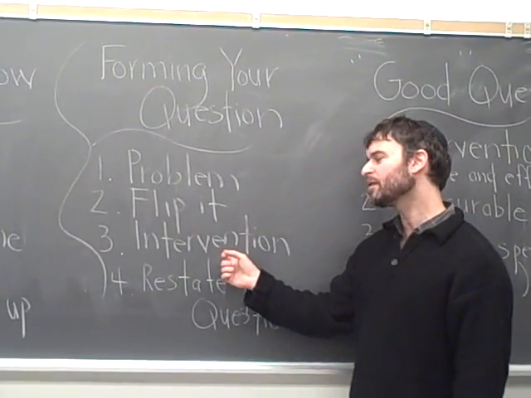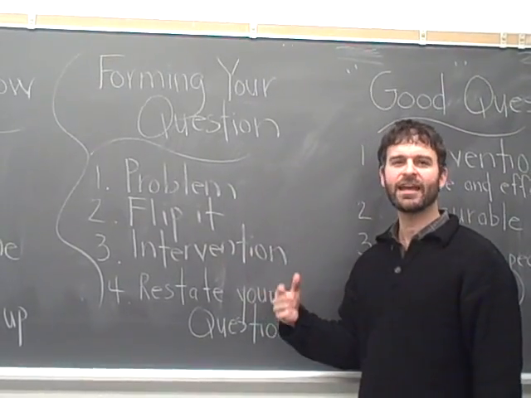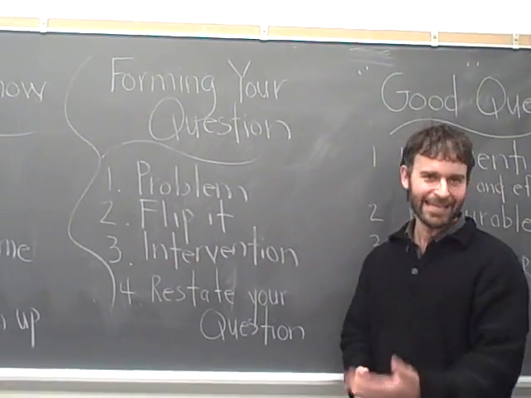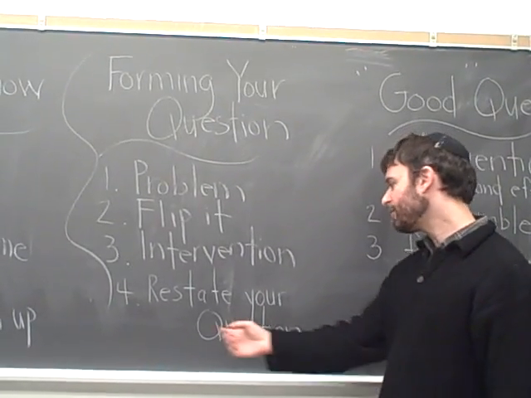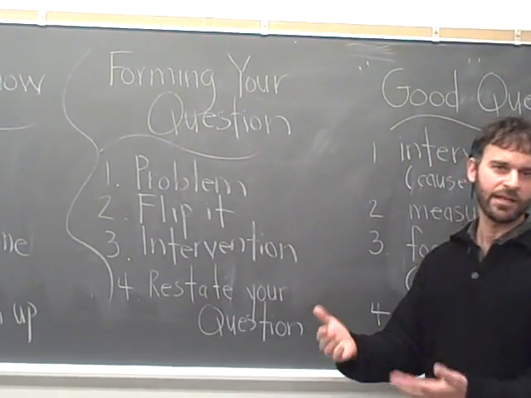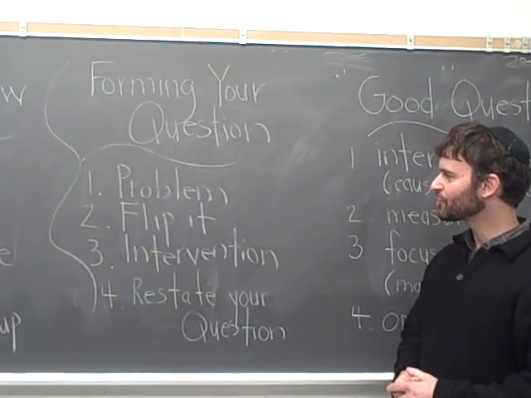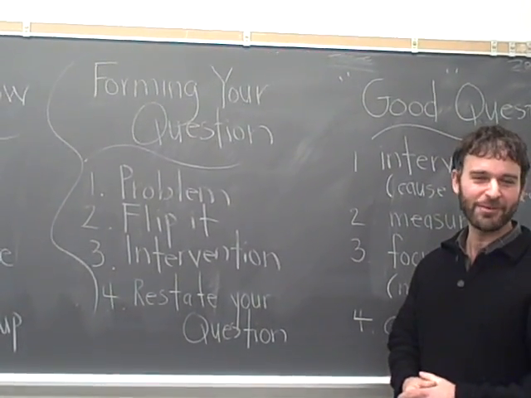Number three is probably the most important part. You identify an intervention, something that you hope is going to create the outcome that you're looking for. And then finally, you restate the question in a particular way, which is helpful, which we'll see. So Jasmine, you ready to work with me on this one?